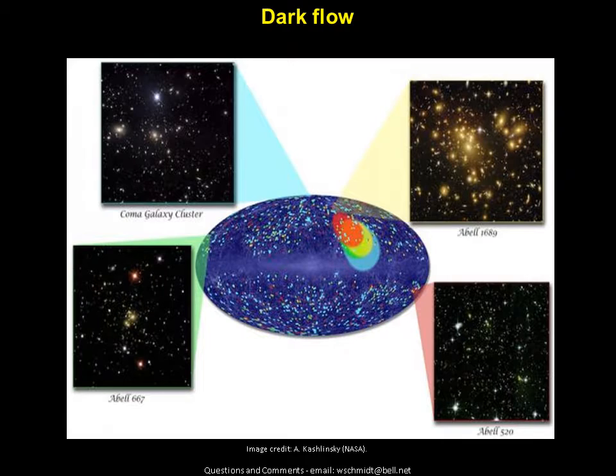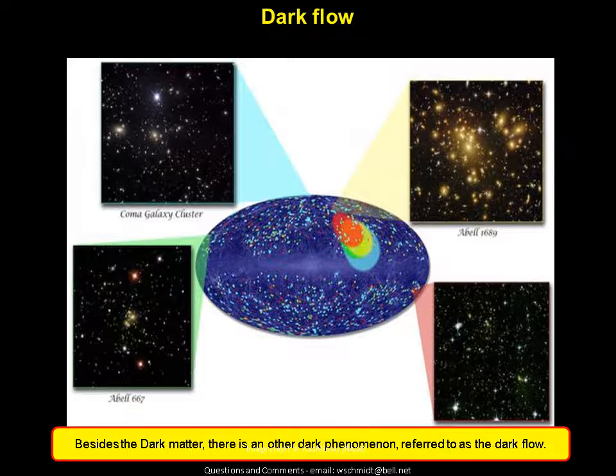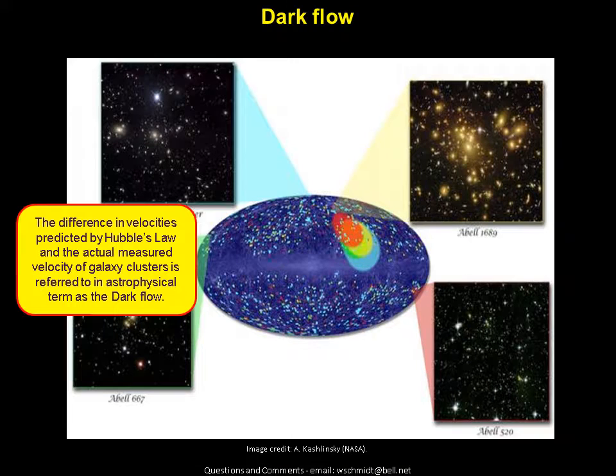Dark flow. Besides the dark matter, there is another dark phenomena, referred to as the dark flow. The difference in velocities predicted by Hubble's law and the actual measured velocity of galaxy clusters is referred to in astrophysical term as the dark flow.